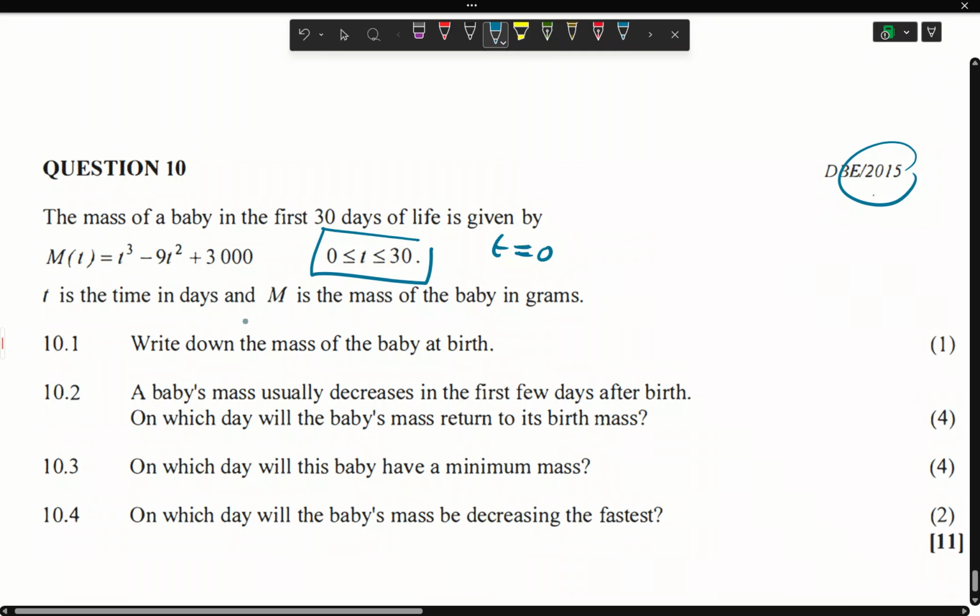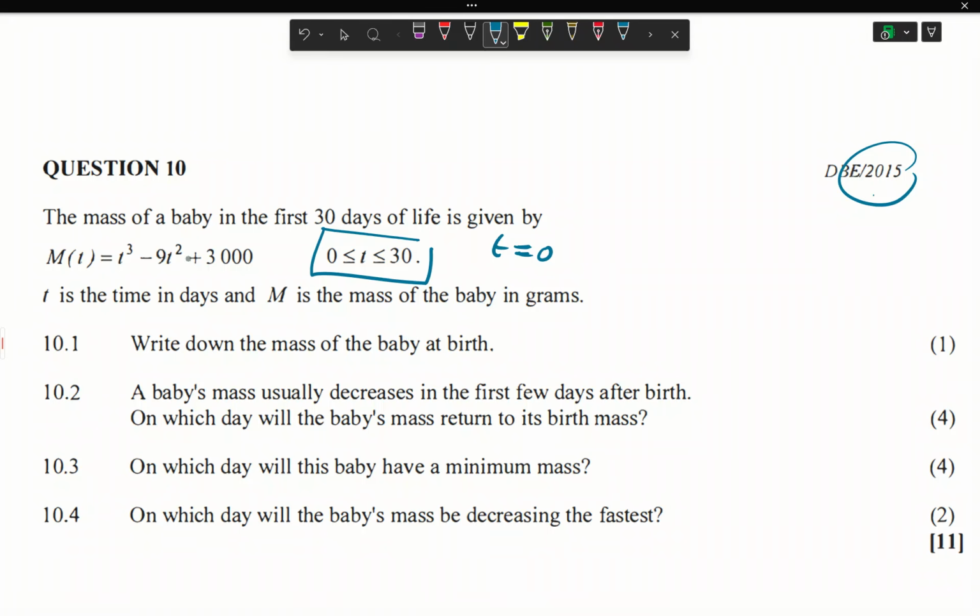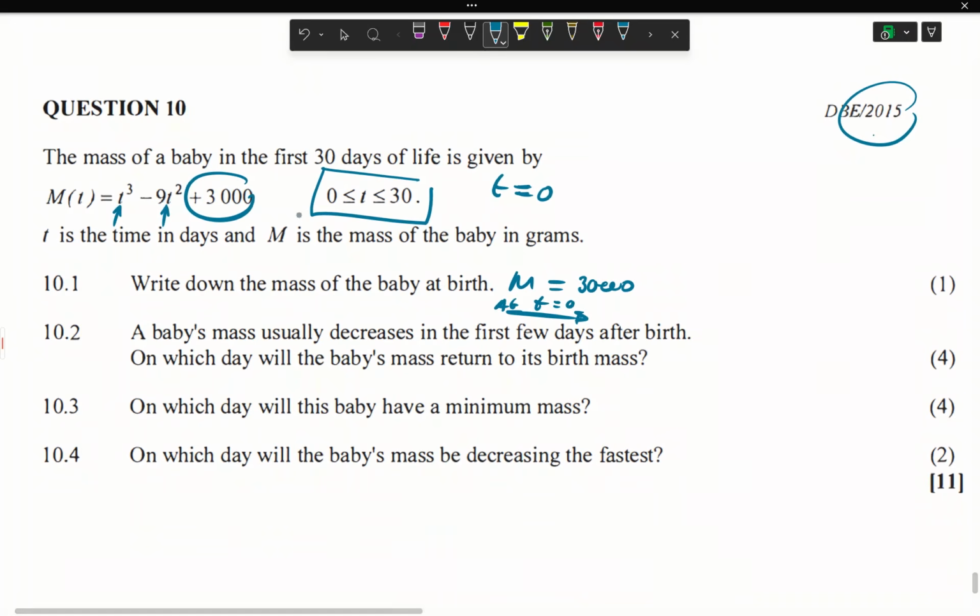The reason why they said write down is because it is something that is given. When you place 0 everywhere there is T, now the mass is 3000. So the mass is simply 3000 at T equal to 0, when the baby was born.